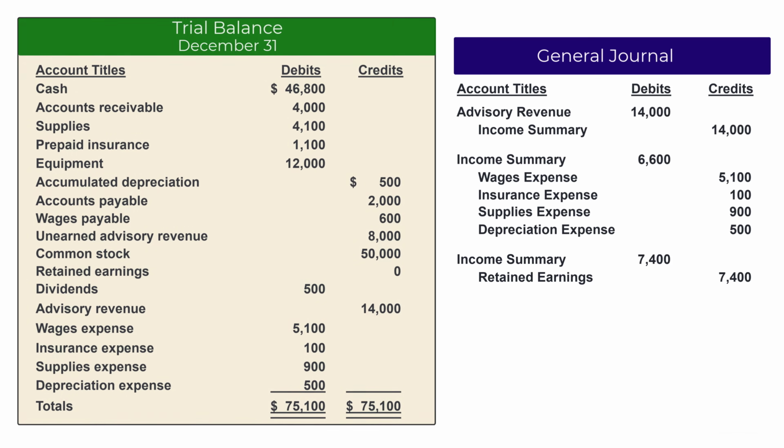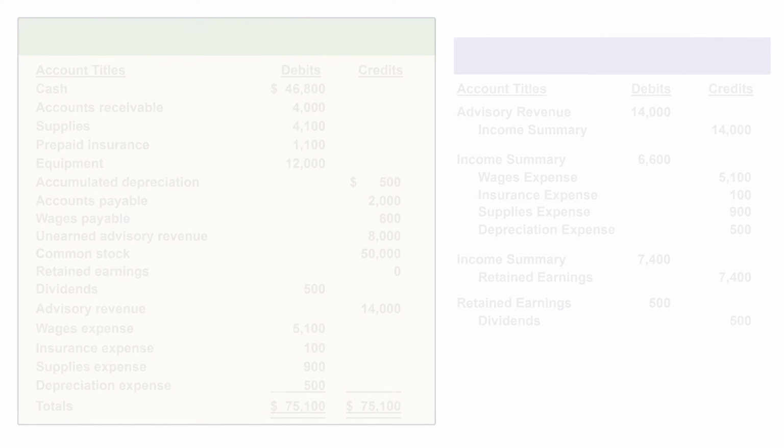Last, we need to close out dividends. To do this, we debit retained earnings for $500 and credit dividends for $500. This resets dividends to zero and reduces equity for the money taken out of the business.